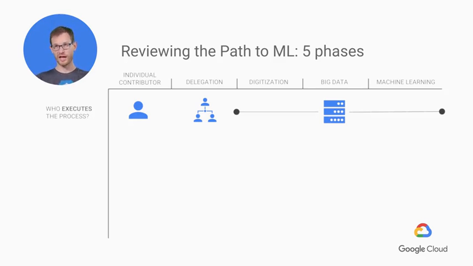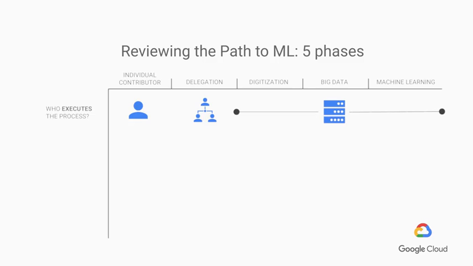One of the axes of change between each of these is who or what is executing the process. As we look at this diagram, which is made for you visual learners out there, we see that in the individual contributor phase, we have one person. When we get to delegation, we have many people. But in the other 3 phases, it's always the same entity executing the process. It's always a computer or some server rack.